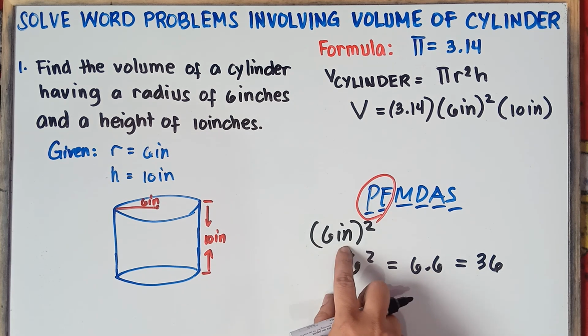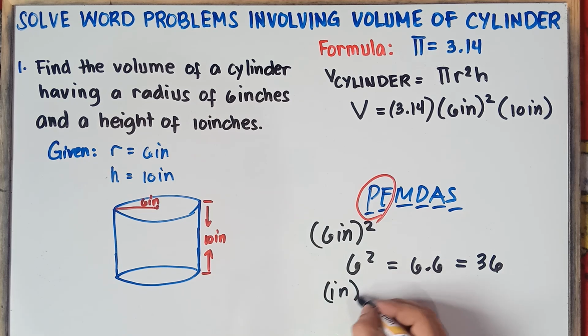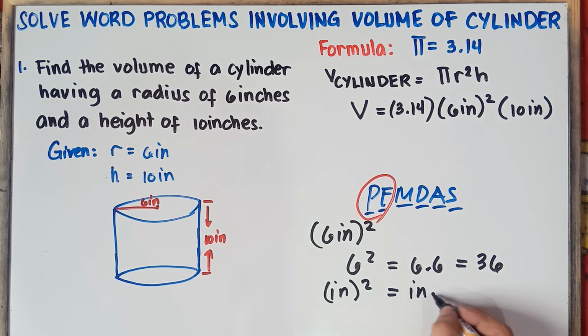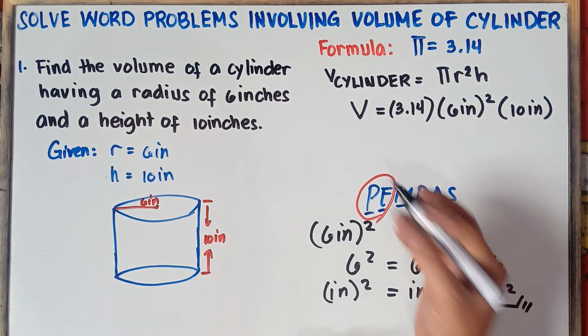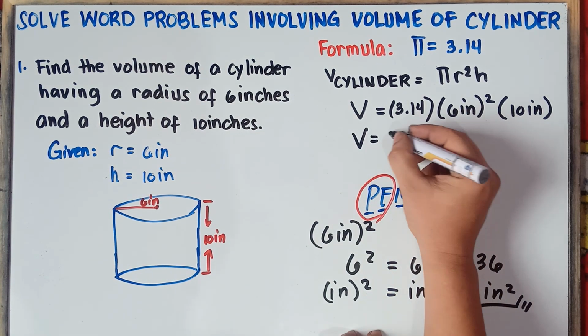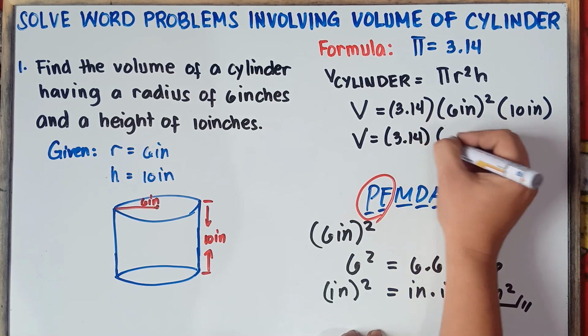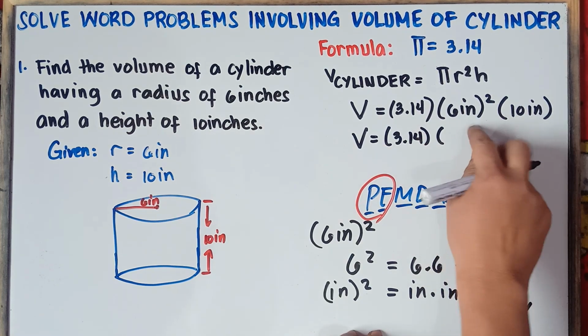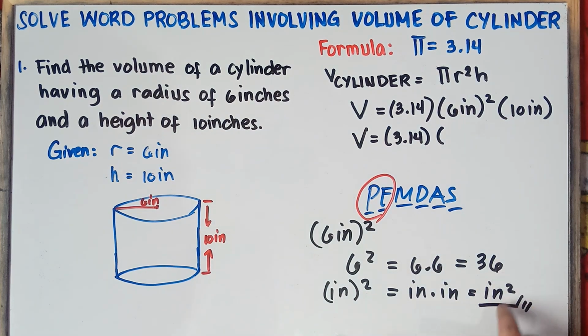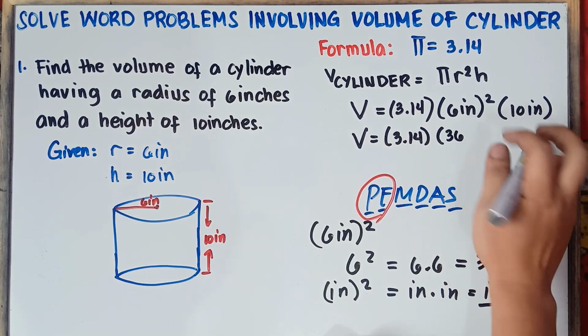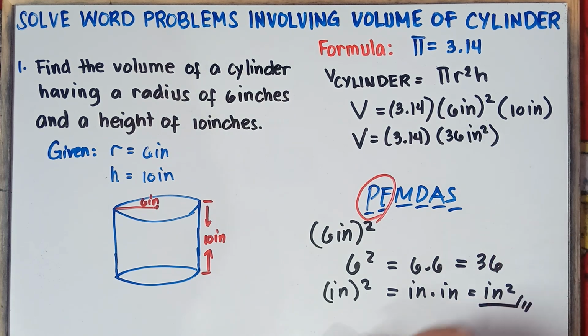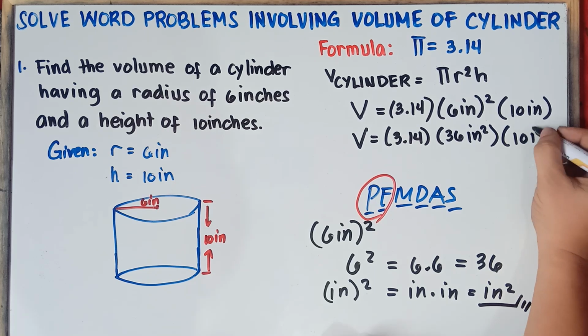Alright, and then for the unit, inches squared. So inches times inches would be inches squared. Therefore, the answer is 36 inches squared. Alright, so copy: volume equals 3.14, and then we already simplified 6 inches squared. The answer is 36 inches squared. So 6 times 6, that's 36, and inches times inches would be inches squared. Alright, and then copy 10 inches.